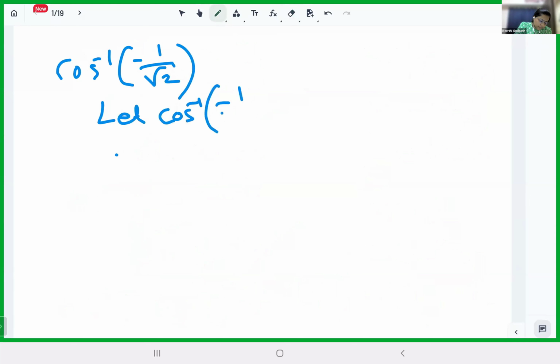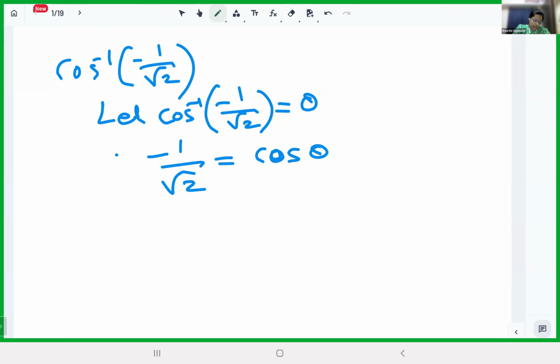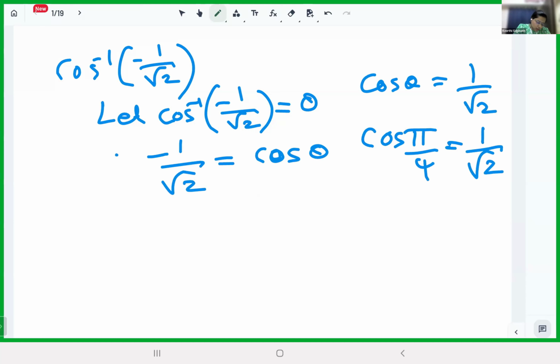Now, cos inverse of minus 1 by root 2. We have to find out the value of cos inverse of minus 1 by root 2. So let cos inverse of minus 1 by root 2 be theta. So we can write this as minus 1 by root 2 is equal to cos theta. Now we have to check for which value of theta the function cos will give you 1 by root 2. It is pi by 4, right? Cos pi by 4 is 1 by root 2. So I can write cos pi by 4 instead of 1 by root 2. So minus cos pi by 4 is equal to cos theta.